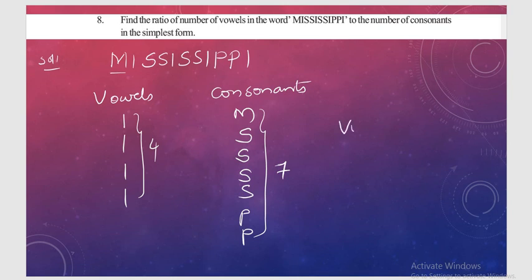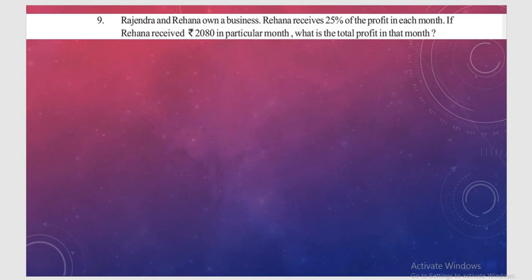So from this what do I need to write? Vowels is to consonants, which is 4:7. If you count the number of terms, 4 plus 4 is 8, 8 plus 3 is 11. Now suppose we ask about consonants to vowels, then you will write the reverse order, 7:4. Right?